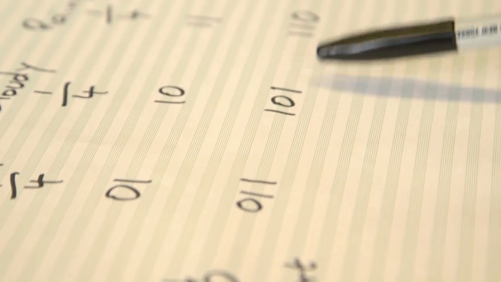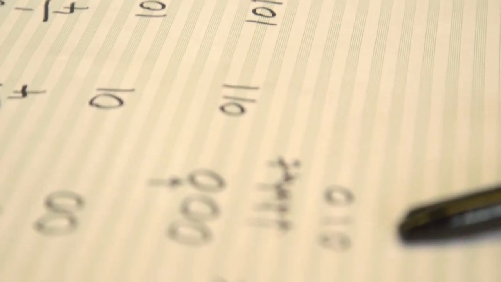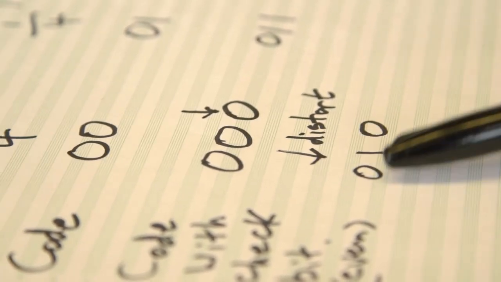Here it doesn't, because look at the valid codes. Three zeros, 011, 101, 110. I sent this, and it arrived at the other end as 010. Is this a code that's in this set?